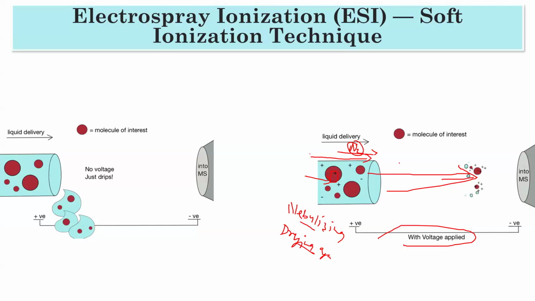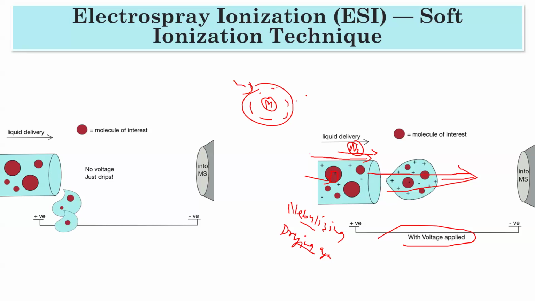What will happen? Your solvent will dry. So suppose you have a very big particle with this molecule inside, and then you have some solvent. There is a lot of solvent, right? And now you are drying it with your nitrogen gas. Then what's going to happen? The size will decrease, and when the size decreases, what's going to happen? The charge you see will be transferred to this molecule. Now what will happen when a lot of charge is generated?